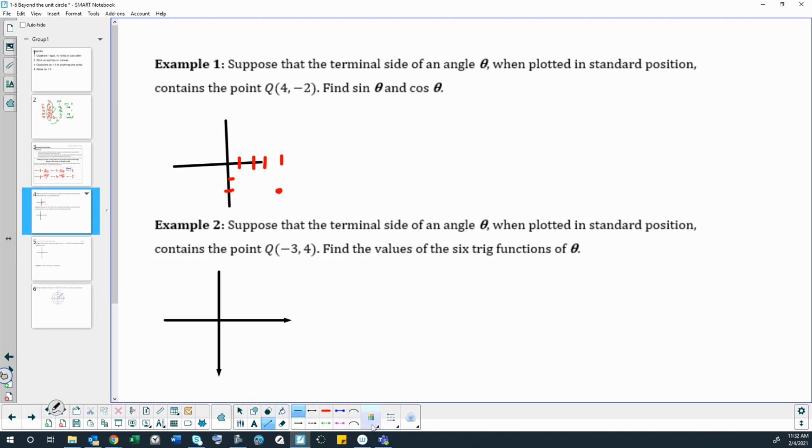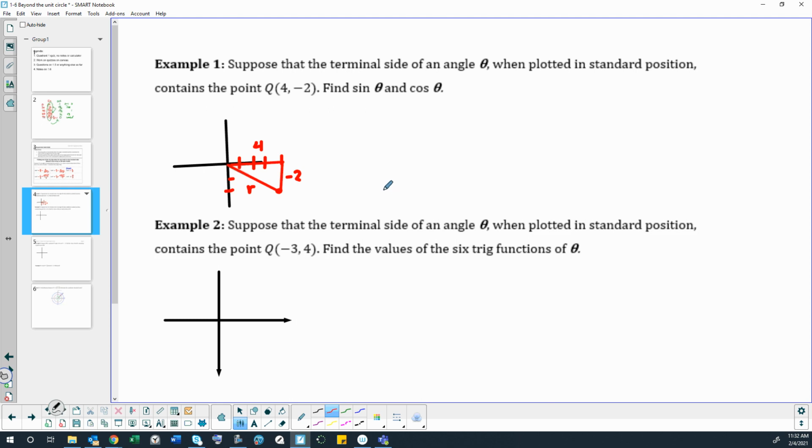Okay, line. Turn it red. Draw my triangle. There's my triangle. There's my point XY. So that means that this side has a distance of 4 and this side is a distance of 2, but it's down 2, which is important. So this is R. Maybe we should go ahead and find R.